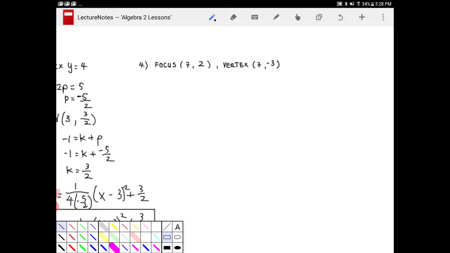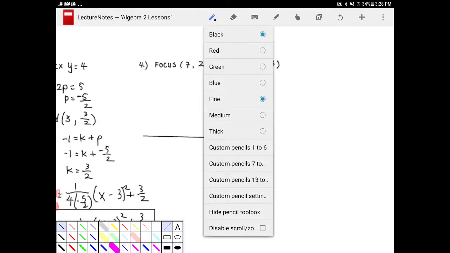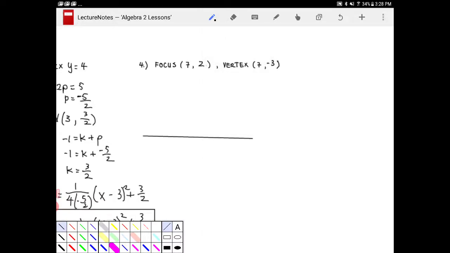All right, next I have a focus and a vertex. So let's draw this situation out. I have (7, 2) and (7, -3). This is the focus and that's the vertex. So the only way that we can draw this is by doing this. It's a right side up parabola.